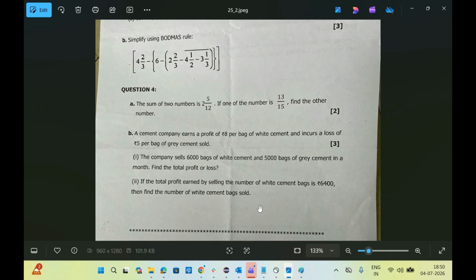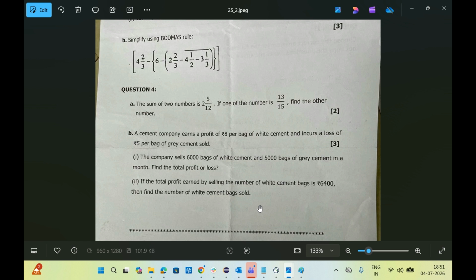See, the total profit they earned is 6,400. Now, if they sell one white cement bag, how much profit do they get? 8 rupees, right? 8 rupees. Yes, sir. So he gave the total profit. Now he's asking how many bags he sold. What do you have to do? He got a profit of 6,400. How many bags did he sell?